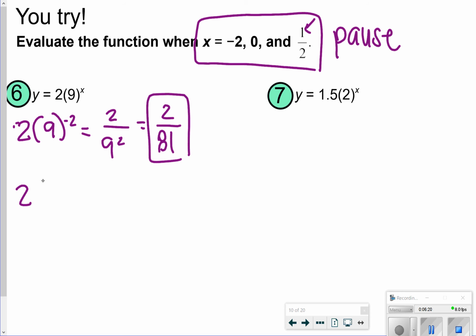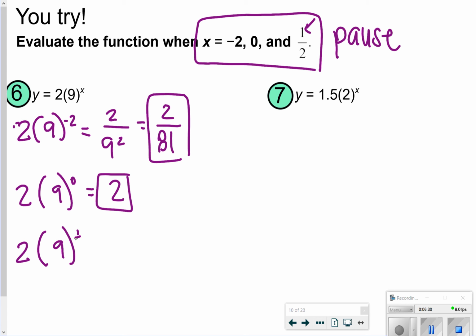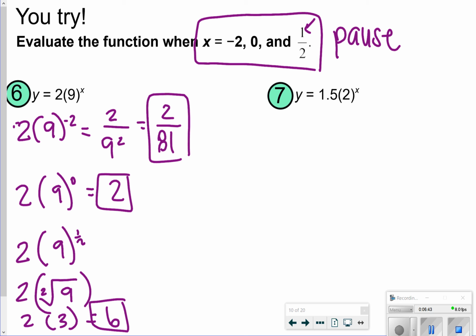The next value we'll have is 2 times 9 to the 0, which just means 2 because 9 to the 0 is 1. The last one we'll have is 2 parentheses 9 to the 1/2. Remember, 9 to the 1/2 means finding the square root of 9. So that's basically 2 times 3, which is equal to 6. Okay, so that's how you would do that 1/2 exponent. We're going to try number 7 now.